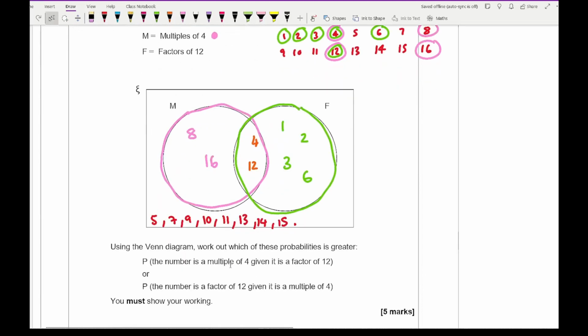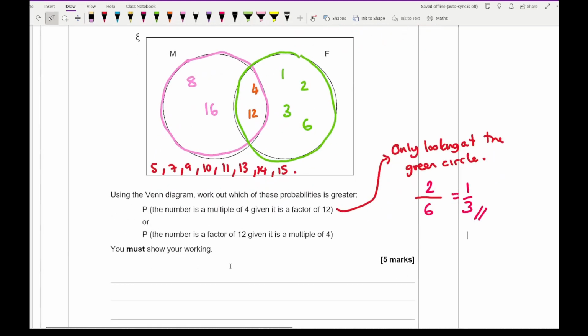Now, from this, it says, work out the probability that the number is a multiple of 4, given that it's a factor of 12. So basically, we're only looking at the green circle. So we're going to be over the numbers in the green circle. How many numbers are there in the green circle? Well, there are 6 numbers altogether, and how many of them are multiples of 4, which is 2, so it's going to be a third.